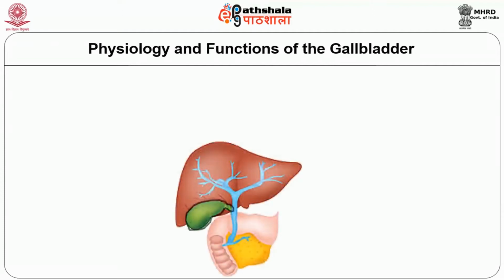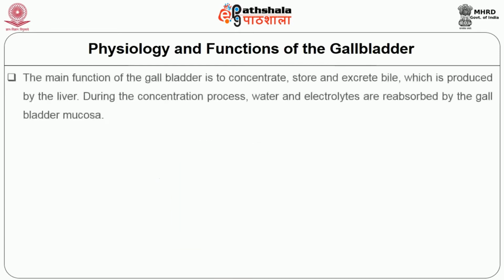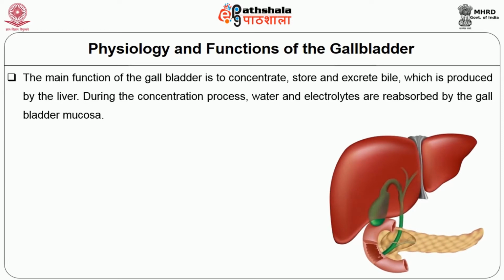Physiology and functions of the gallbladder involves the biliary tract, which consists of the gallbladder and the bile ducts. The bile ducts carry bile and other digestive enzymes from the liver and pancreas to the duodenum. The gallbladder is a small pouch-like organ that lies on the undersurface of the right lobe of the liver. The main function of the gallbladder is to concentrate, store, and excrete bile, which is produced by the liver.